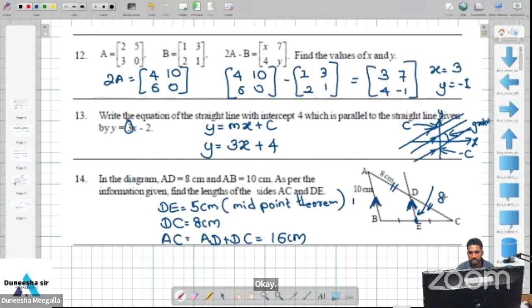So this is also 8 centimeter. This DE is 5 centimeter. If you finish the writing, raise your hand.